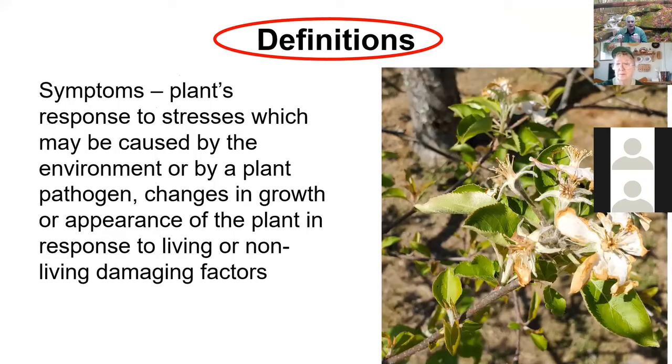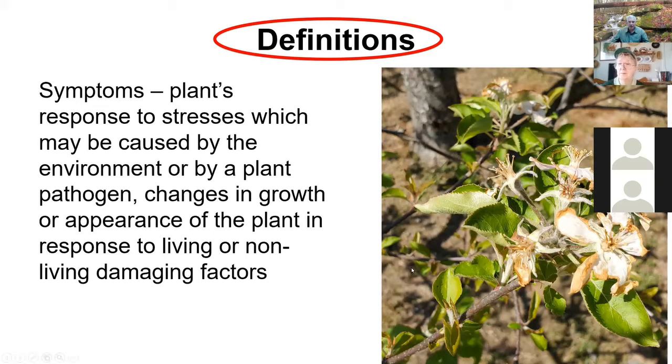Now, I want to talk about just a couple of definitions. We hear the terms signs and symptoms all the time. Well, a symptom is basically that plant's response to something that may be disease or pathogen or even an environmental response. It's a growth pattern that we see, something happening with that plant as a result of something else.